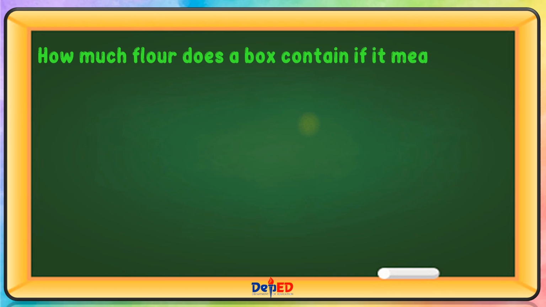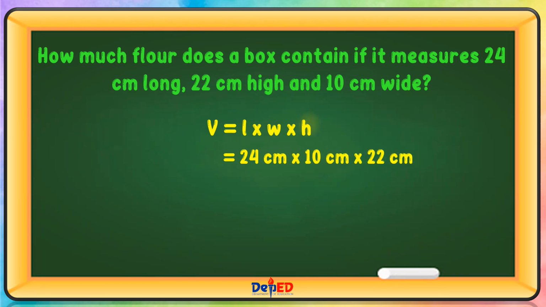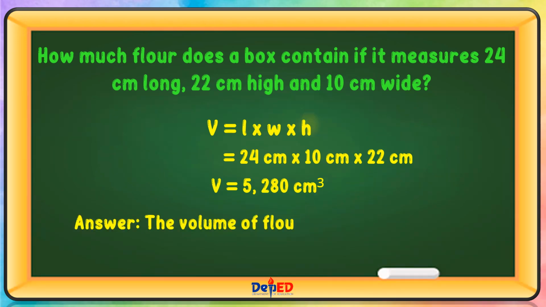How much flour does a box contain if it measures 24 cm long, 22 cm high, and 10 cm wide? Volume is equal to length times width times height, is equal to 24 cm times 10 cm times 22 cm, is equal to 5,280 cubic centimeters. The volume of flour in the box is 5,280 cubic centimeters.